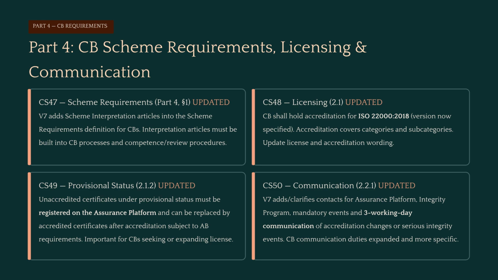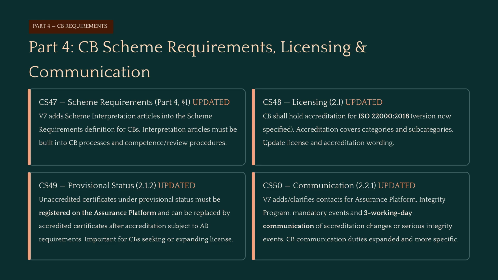The communication responsibility of the CB is also stronger in version 7. The CB must have the right contact structure for the foundation. This includes a contact for the FSSC assurance platform, a person responsible for managing the integrity program, and a representative for mandatory FSSC events. The CB must also communicate important changes, such as accreditation changes, serious integrity events, or situations that may affect the credibility of the scheme. For trainees, explain this simply. Version 7 expects the CB to be more responsive, more connected to the foundation, and more transparent when something material changes.